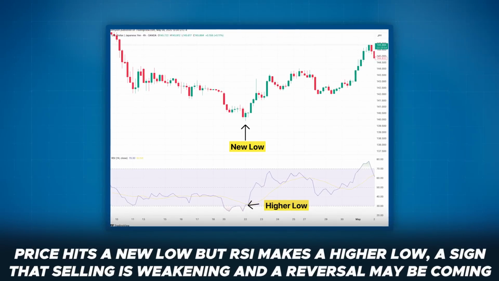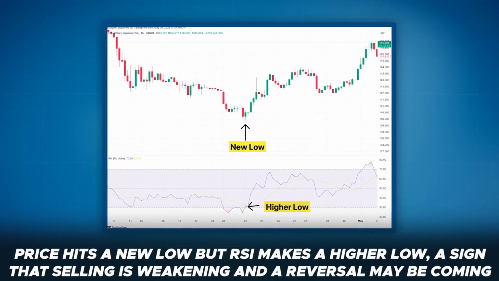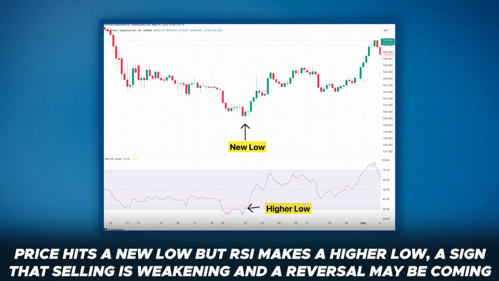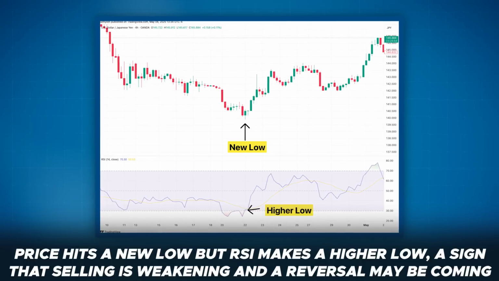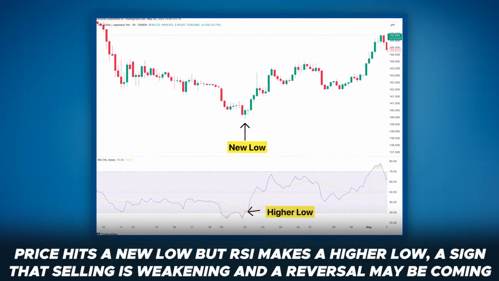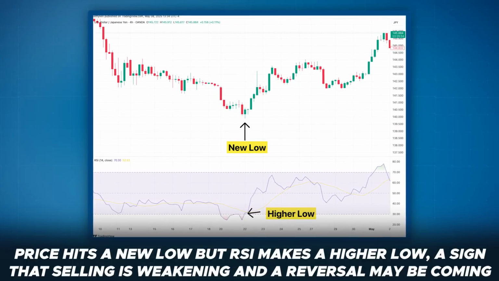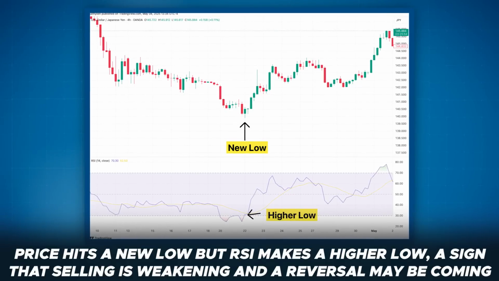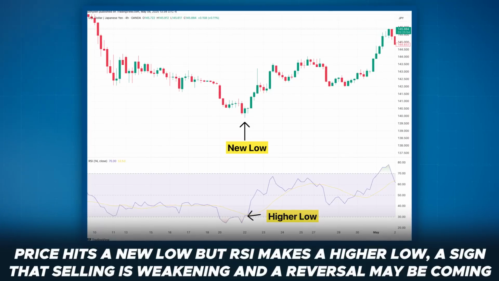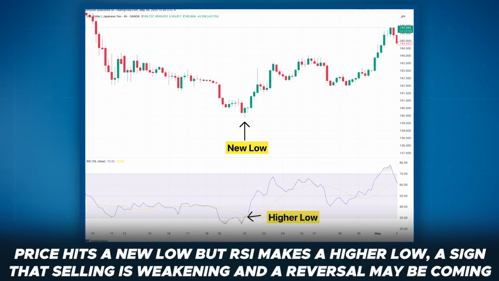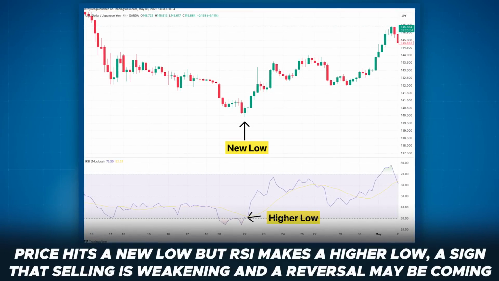This is what a bullish divergence looks like. In this 4-hour dollar-yen chart, you can see price hitting a new low. But right down below is the relative strength index, or the RSI. And instead of falling further, it actually makes a higher low, which suggests that selling pressure is weakening, and there could be a reversal to the upside.